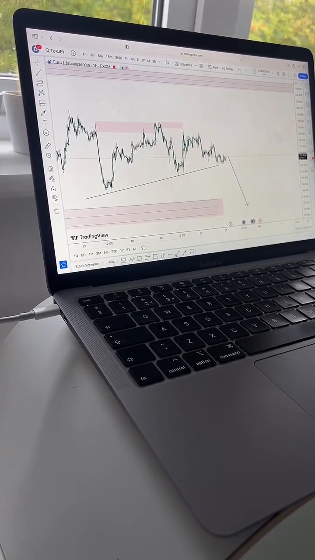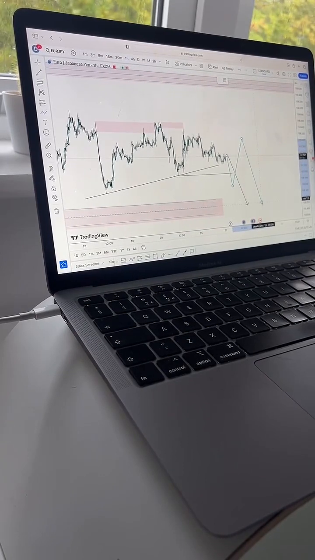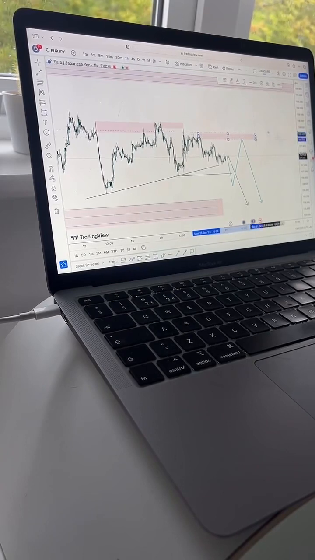Maybe if we break this low and then we come down, come back up to here and then sell. So this could be a possible sell zone here.